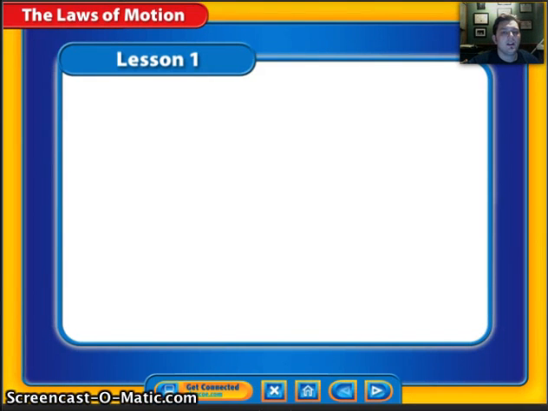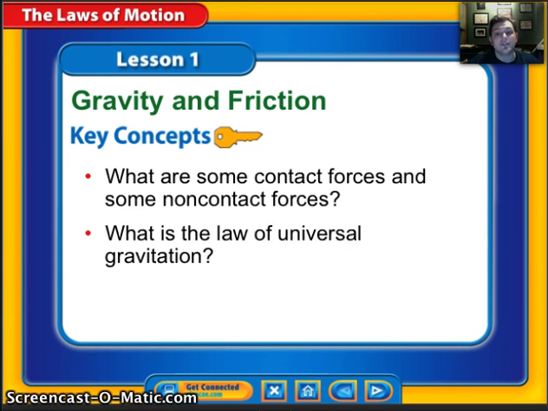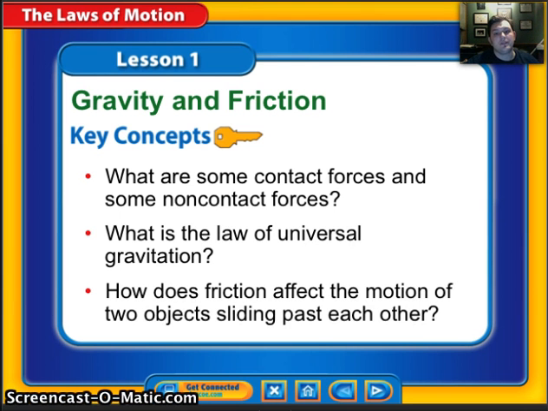All right, ladies and gentlemen, we are going to start our laws of motion. We're going to start with lesson one, which is all about gravity and friction. So some of the key concepts we're going to learn are what are some contact forces and some non-contact forces. We're going to talk about the law of universal gravitation, and we're going to talk about how friction affects the motion of two objects sliding past each other.